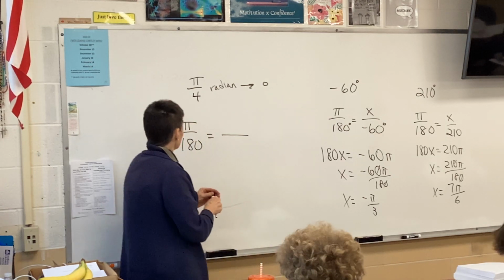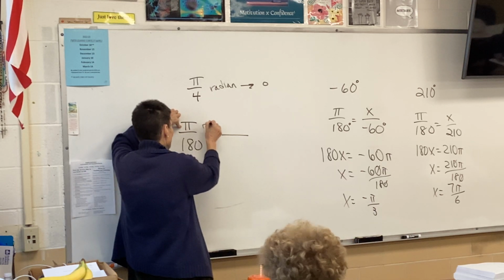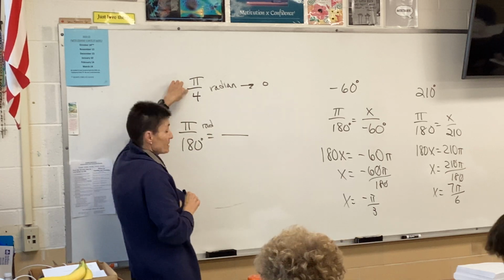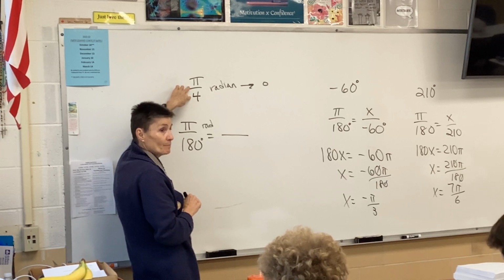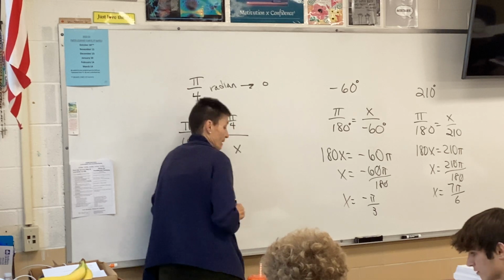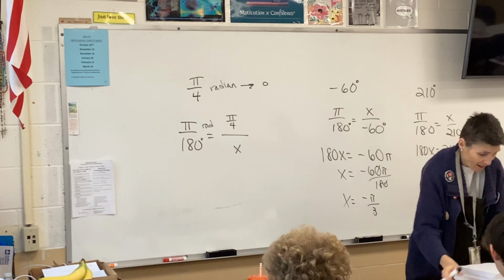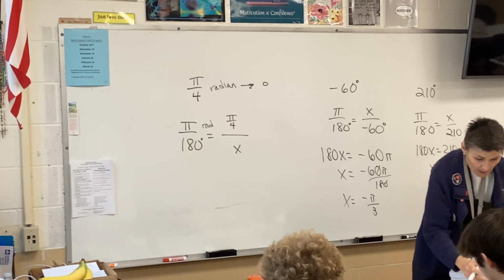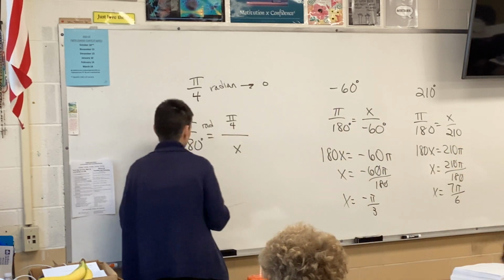Guys, this is pi radians, and this is 180 degrees, right? This is pi over 4 radians. So is that number going to go on the top or the bottom? That's going to go on the top. So pi over 4 over x. Now I don't want you to get worried about it. I know you probably are, fractions inside of fractions. But I don't want you to worry about it. Go ahead and cross multiply.